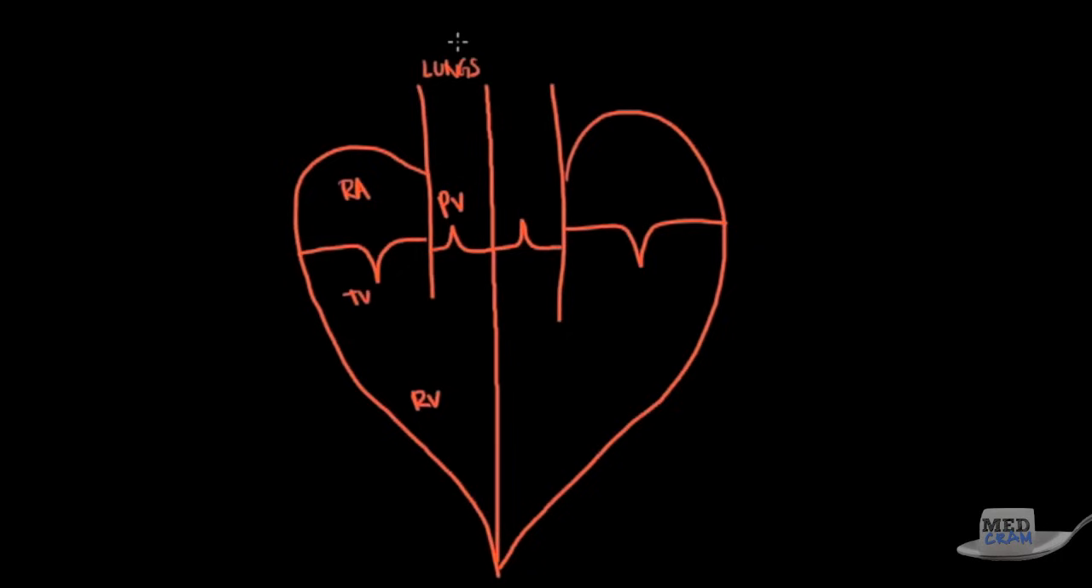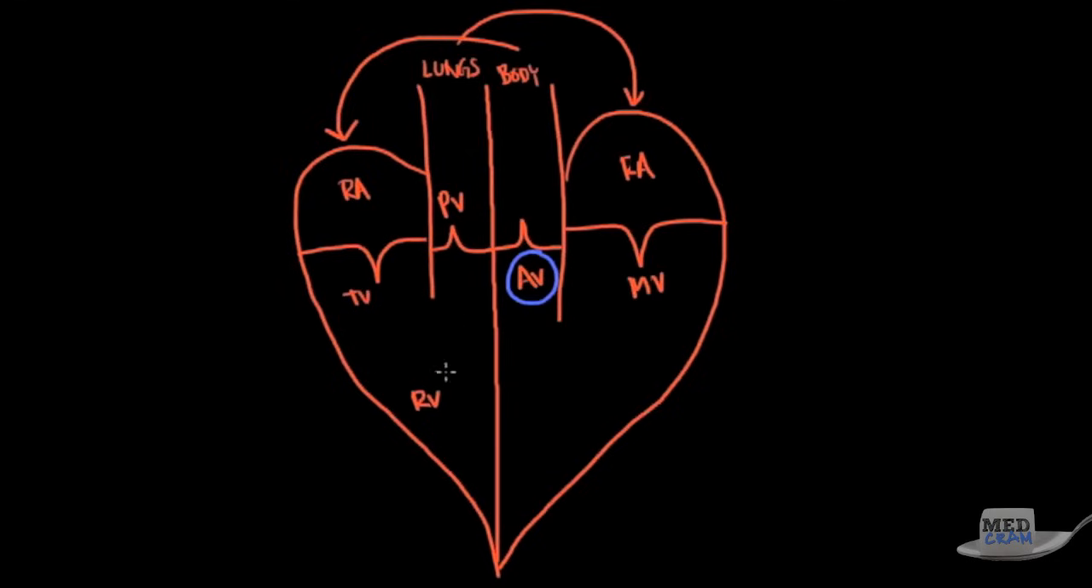Then the lungs oxygenate it, and it goes to the left atrium through the mitral valve, then through the aortic valve, and then out to the body, and then from there back to the right atrium. The part that we want to talk about specifically today is the aortic valve. Okay, so the aortic valve is the area that we're talking about, and we're talking specifically about aortic stenosis.